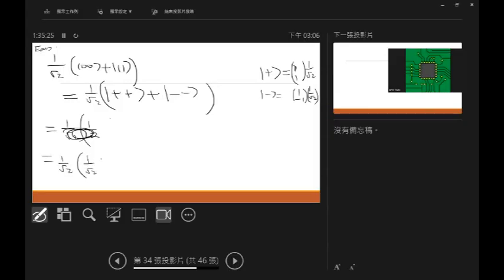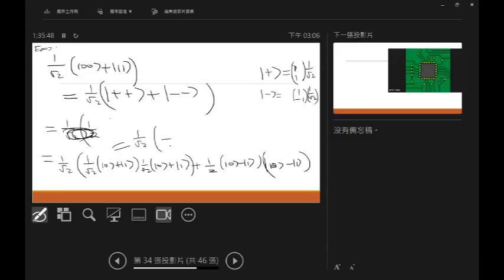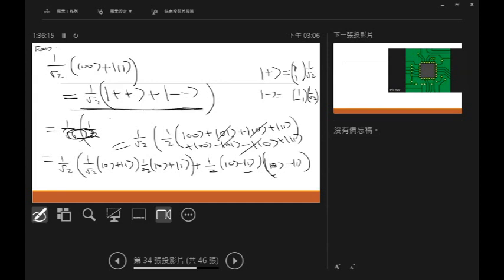Plus tensor plus is half of (|0> plus |1>) tensor (|0> plus |1>), and minus tensor minus is half of (|0> minus |1>) tensor (|0> minus |1>). Let me do this: you get 1 over square root of 2 times half of (|0,0> plus |0,1> plus |1,0> plus |1,1>) plus (|0,0> minus |0,1> minus |1,0> plus |1,1>). The off-diagonal terms cancel, and it becomes the same thing: half of 2 |0,0> and half of 2 |1,1>. So we prove this result. This is one property of this Bell state.